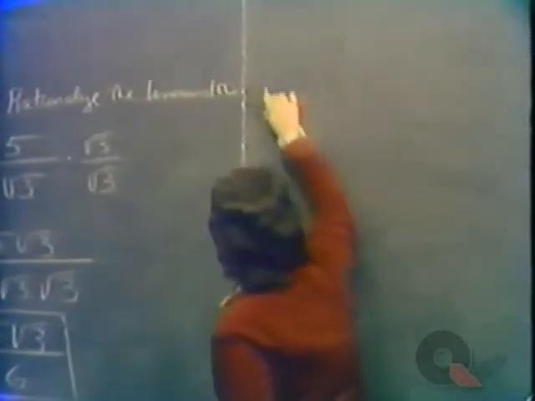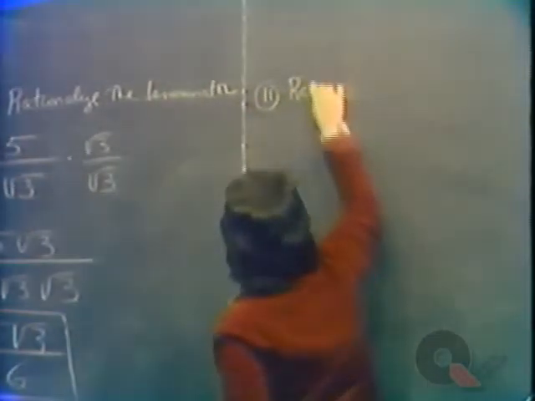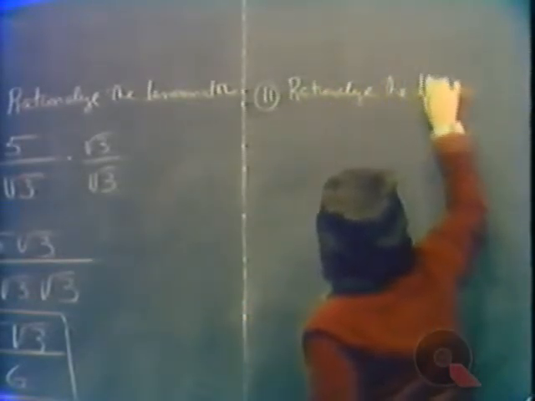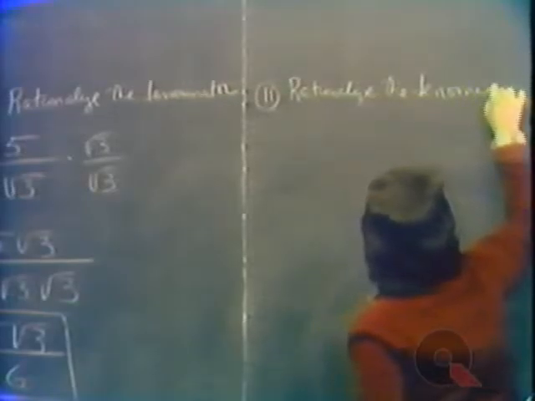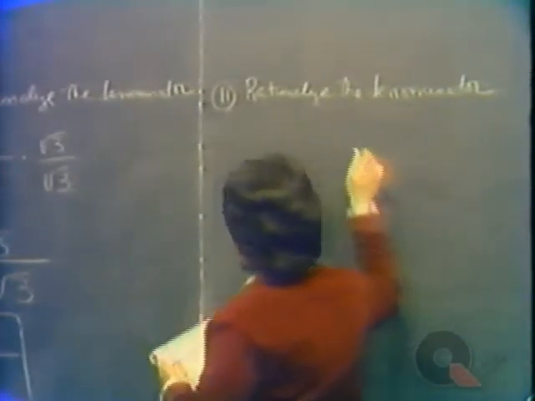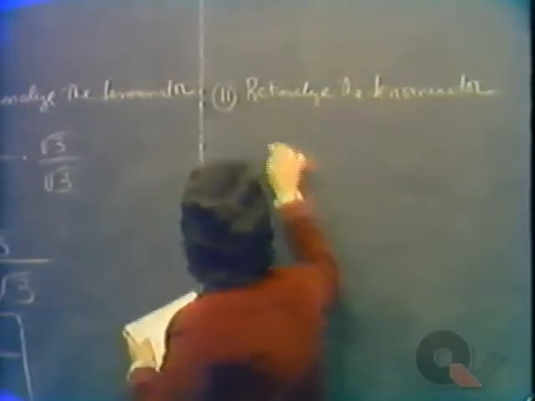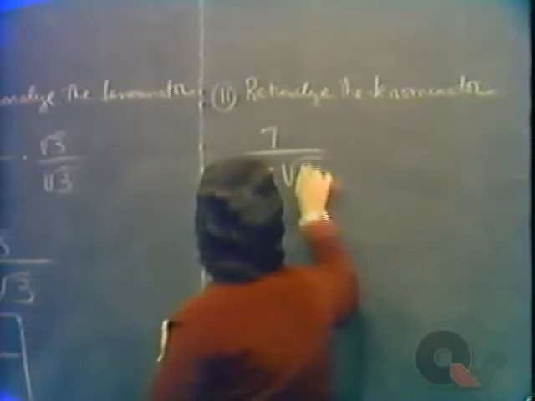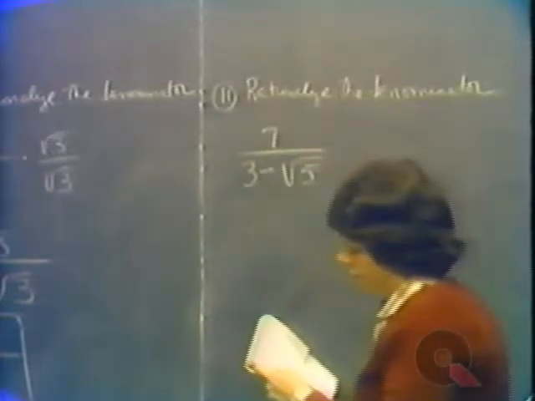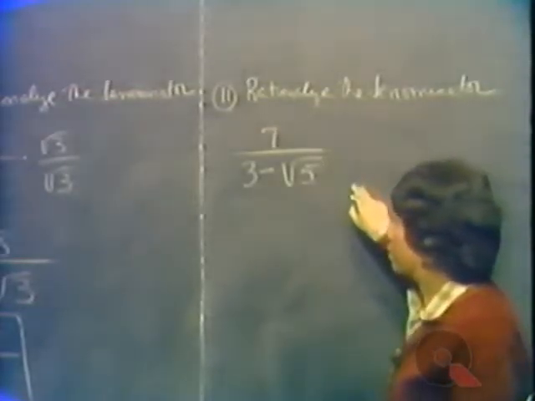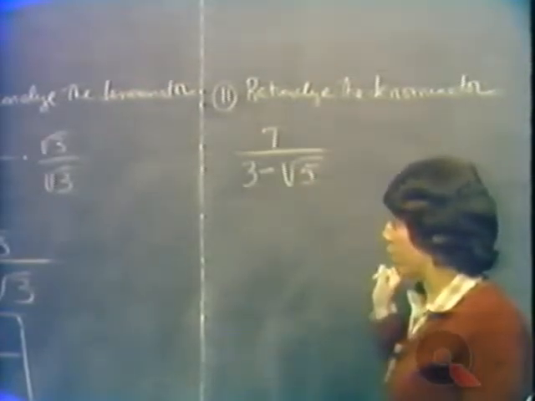Okay, now in the next problem, it's slightly different. We want to once again rationalize the denominator. But now, the denominator involves two terms. We have 7 over 3 minus the square root of 5. Okay, now simply multiplying top and bottom by the square root of 5, as we did before, will not work.